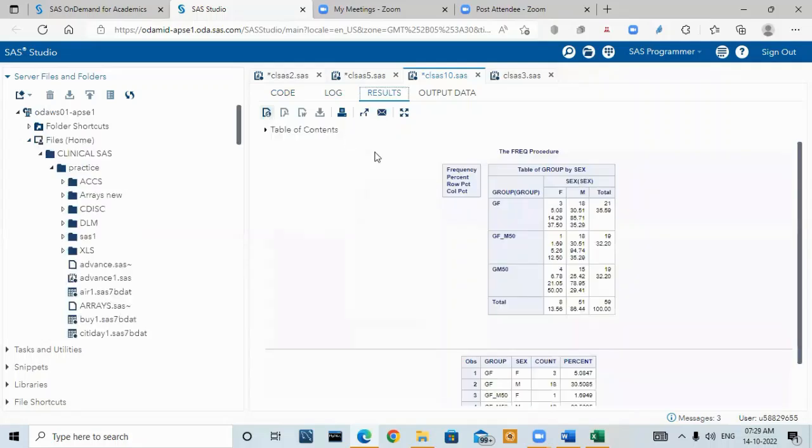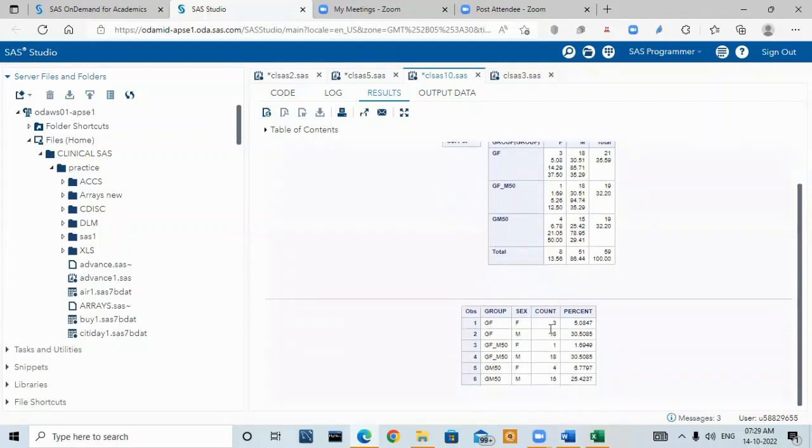Can you see everyone the result? Okay, this is the result here, right? We got the result. So finally, this is important, the count. Can you see the count values here? 3 for the female, right? 18 for the males. Getting me? Here we got the counts for the female separately and males separately.